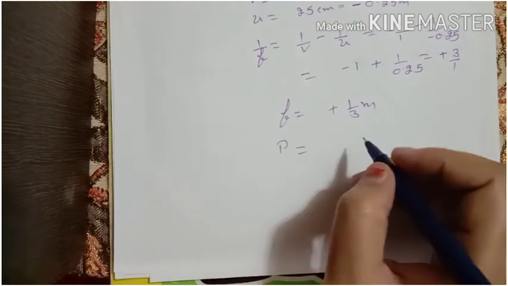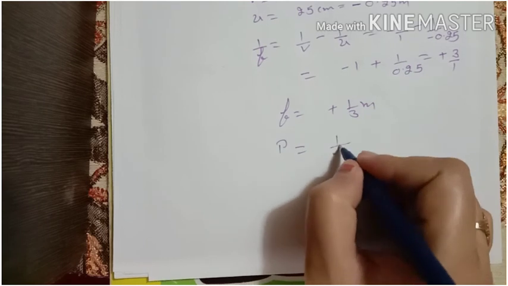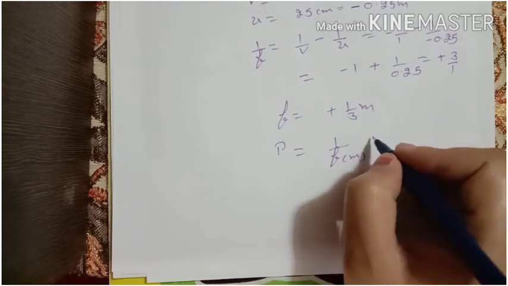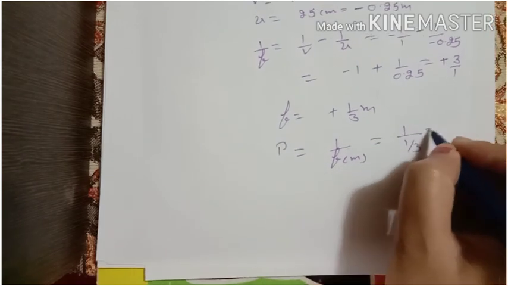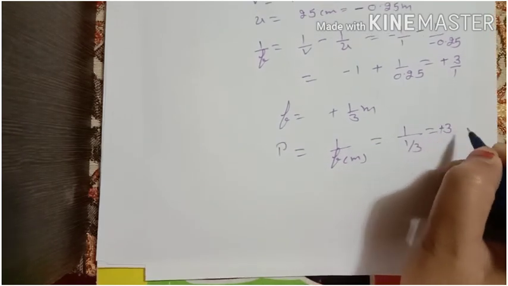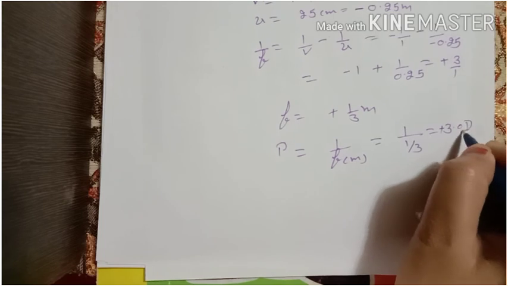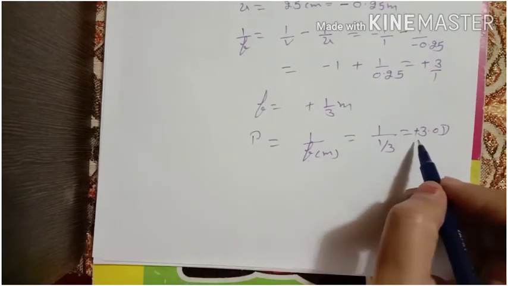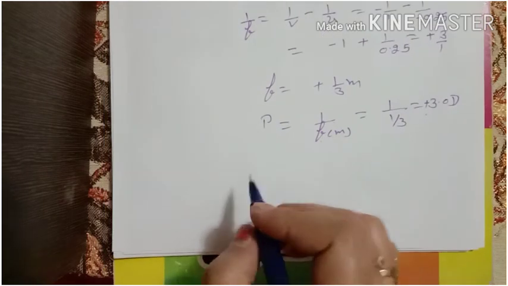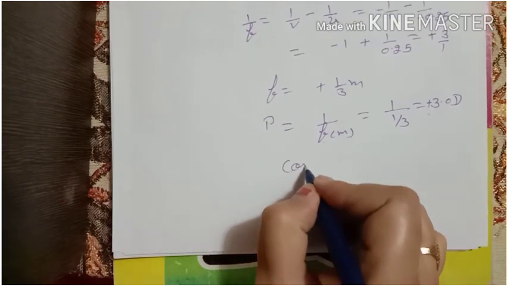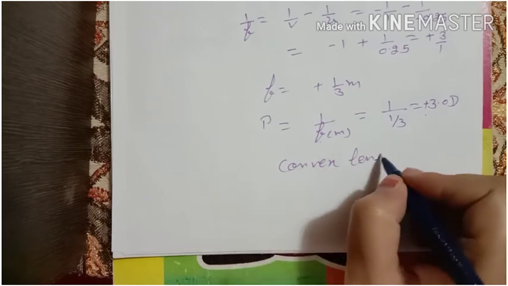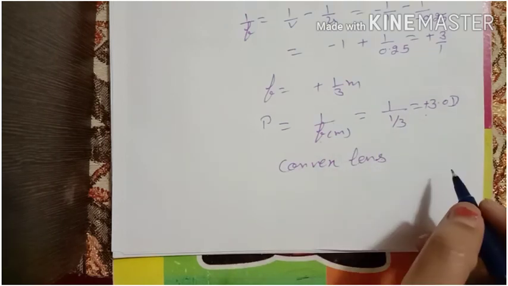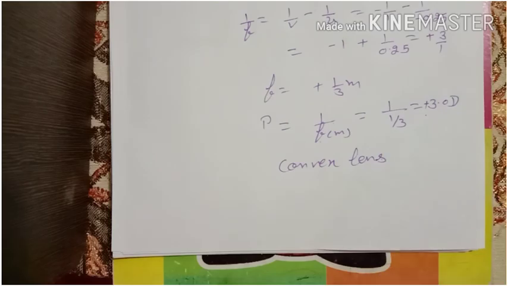If we have the focal length of the lens, then we can find out also the power. We know that power of the lens is 1/f. When f is in meter, then this will be equal to 1/(1/3). This will be equal to positive 3.0 diopter, and power comes here with the positive sign, so we should use convex lens to correct the hypermetropic eye.